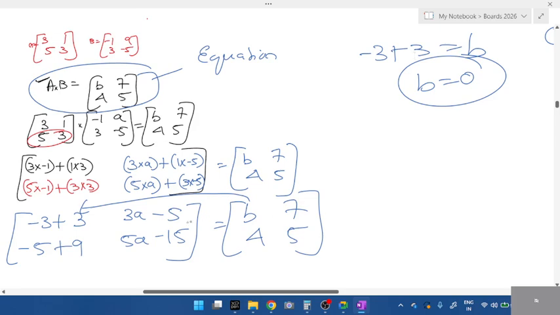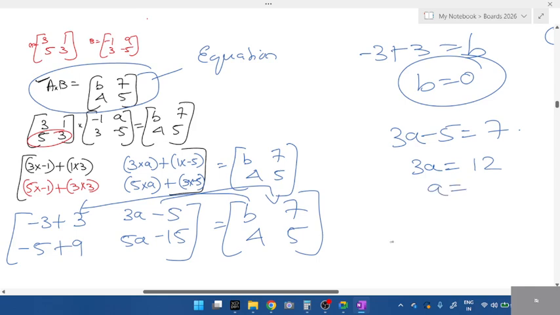For A, there are two values, students. Two equations are given, right? Listen, all of you listen here. Two equations are given. Take both the equations. Take the first equation, compare it. 3A minus 5 is equal to what? 7. Minus 5 goes to the other side. Tell me. Plus 5, 7 plus 5 is 12.